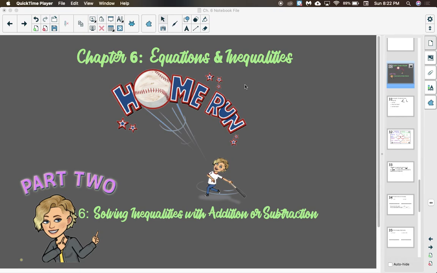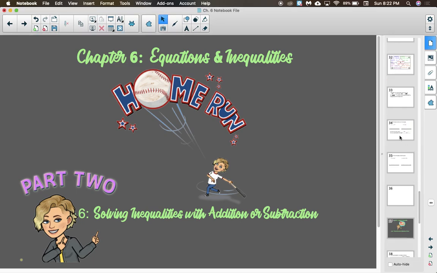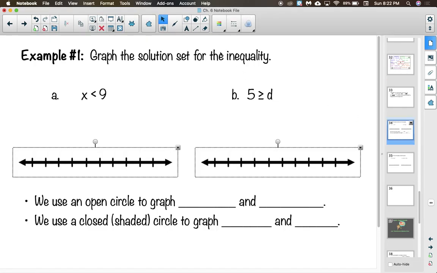Okay, so we are back for part two. Part one was all about vocab and getting some ideas together with what words indicate when to use each inequality symbol. Part two is going to be actually using those inequality symbols and solving some inequalities. So let's jump right back into our notes.